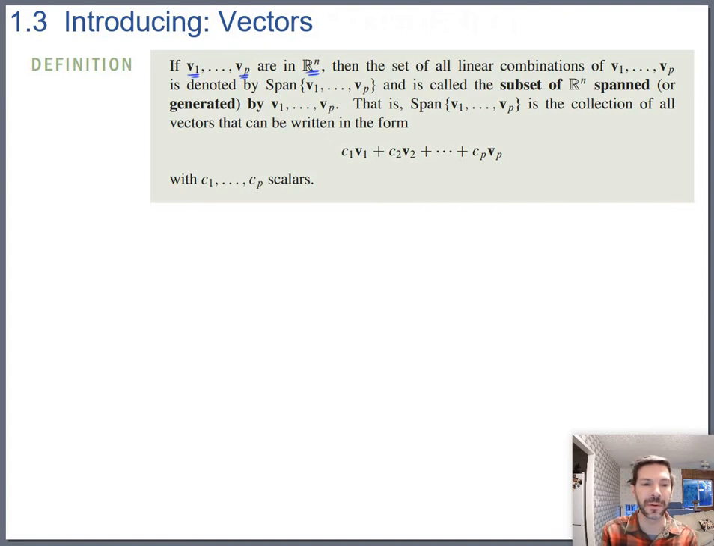For example, if we were in R4, we might have a V1 that looks like 1, 2, 3, 6. And we might have a V2 that looks like negative 1, 3, 2, 4. And maybe that's all we've got. Maybe we've only got a V1 and a V2. So far we've got a V1 and a V2 that are in R4.